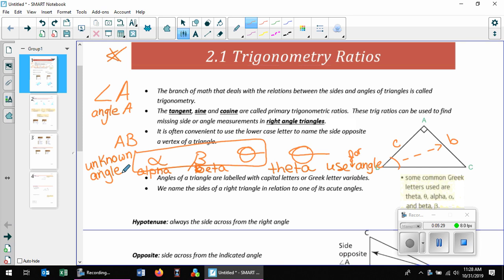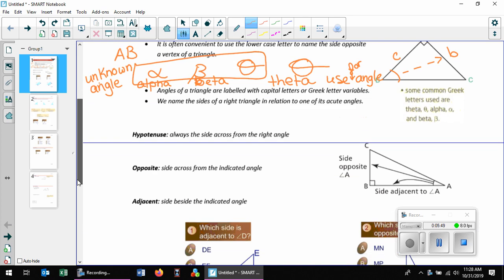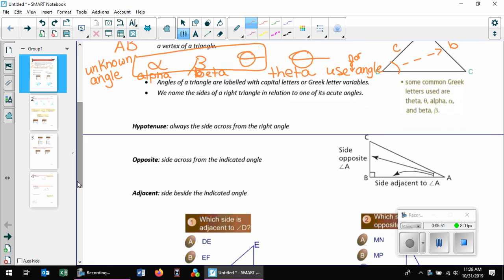Okay, so obviously this one's a lowercase, and this one's a lowercase as well. So we're using all lowercase Greek letters to show an unknown angle. How do you guys feel about that? Are we okay? You're getting really good at drawing theta. Okay. So now we're going to learn how to label the sides.